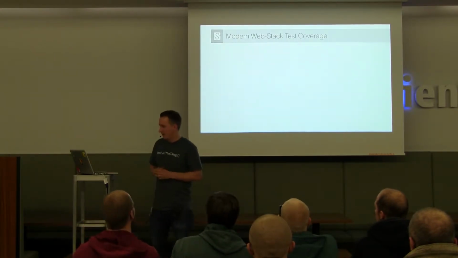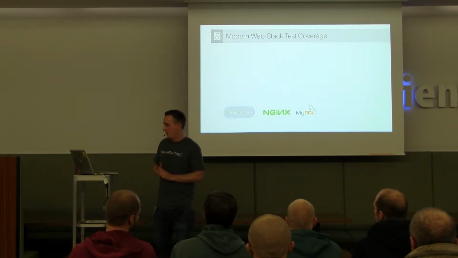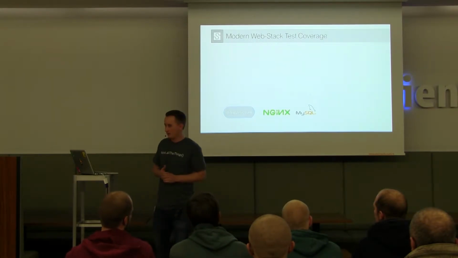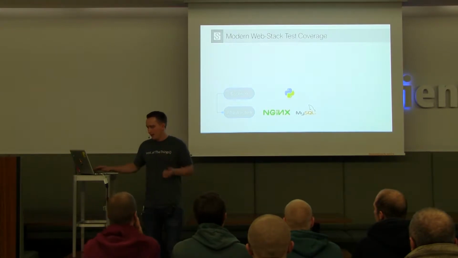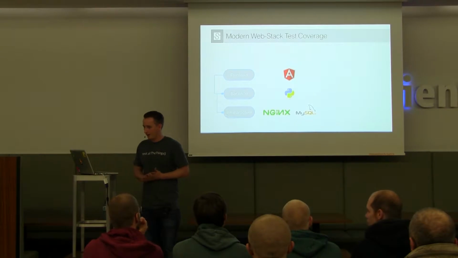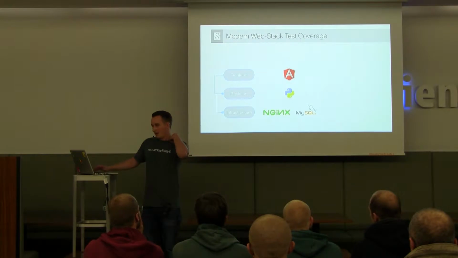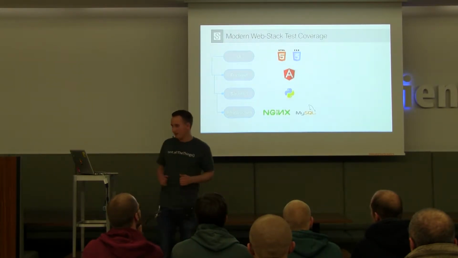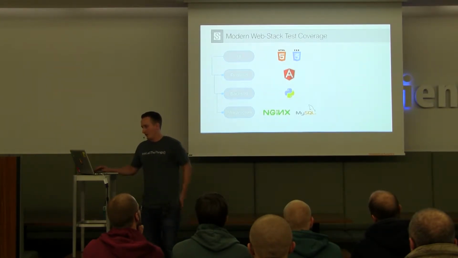But if you look at today's modern web stack, we have an infrastructure, something like Nginx or MySQL, could be Apache. On top of that, we have the backend. They can use Python, Node.js, or whatever. And then we have code running in the browser. On the front-end side, you can use Angular for that, or Ember. And finally, the UI, which is the top layer, which is made with HTML5 or HTML and CSS.